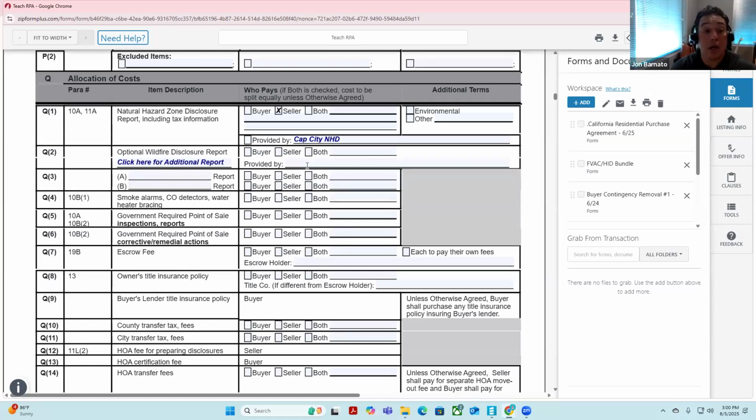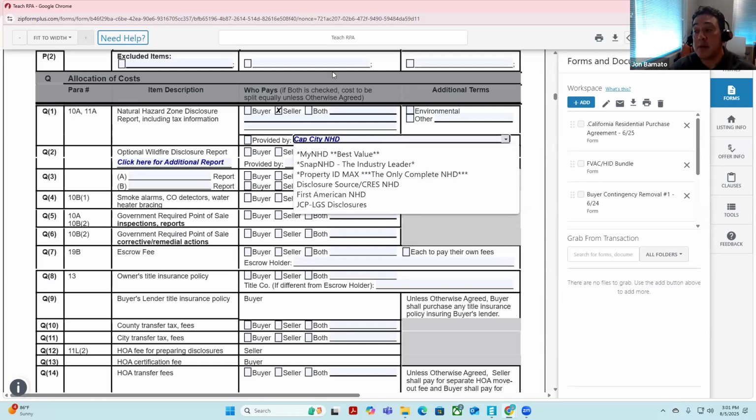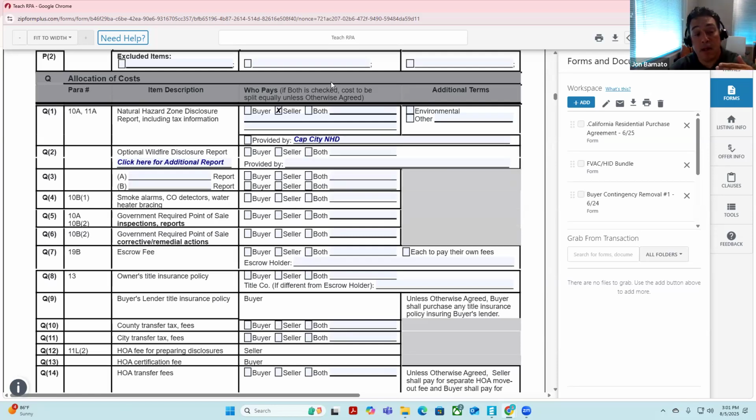This is actually our own company's Cap City NHD. This income helps the overall bottom line of the brokerage, which helps profit share, and we profit shared $5,000 last month to our agents. So I recommend you put Cap City NHD. Of course, you can change any of these, but if you put Cap City NHD, that will benefit the office and help us provide more service to you and profit share to you. So I recommend you do that.